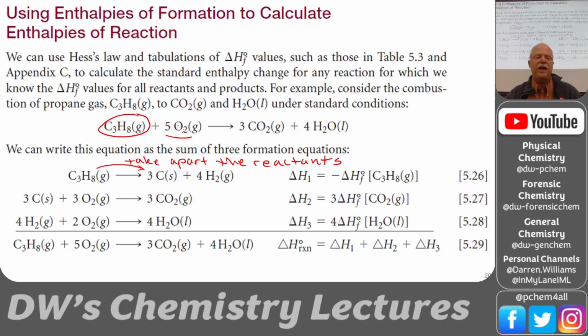We don't have to pay any penalty to take apart the oxygen, really, because it's an element in its standard state. So the enthalpy of formation of oxygen is 0. But we have to take apart the reactants, and so that's where this negative sign comes from. So this is the delta H of formation for propane. By writing this in reverse, we get this negative sign.